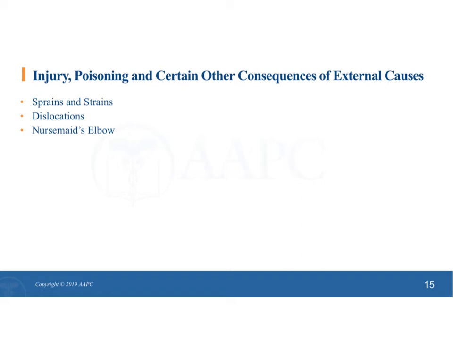Dislocations are injuries that occur when the joint is moved or forced out of the normal position. The joint is the place where two or more bones come together and allows for movement of that area. ICD-10-CM has greatly expanded code choices for dislocations that include the extent of the dislocation as well as the position of the dislocation. A complete dislocation is also known as a luxation.